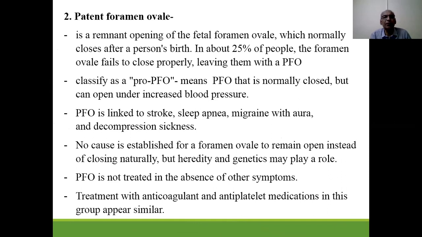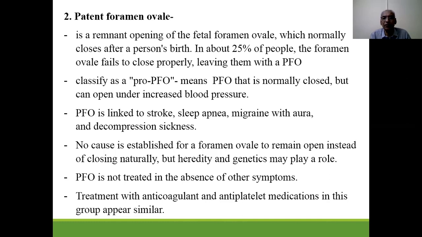Second type of ASD is patent foramen ovale. It is the remnant opening of the fetal foramen ovale, which normally closes soon after birth, but in 25% of the cases, it may remain. Persistent foramen ovale means it is normally not closed and opens under increased blood pressure, and it is linked to stroke, sleep apnea, migraine with aura, and decompression sickness.